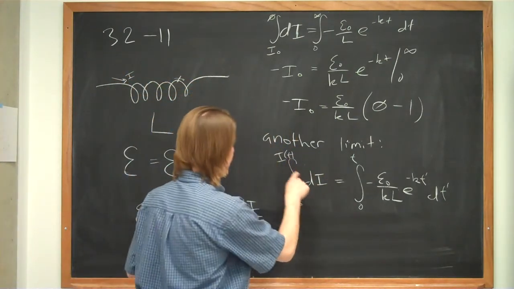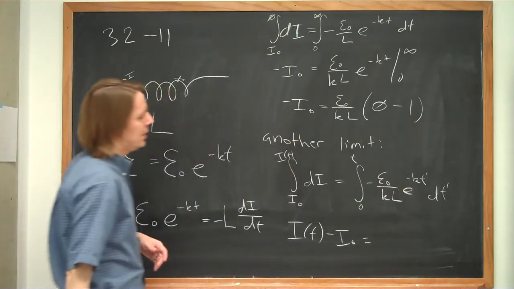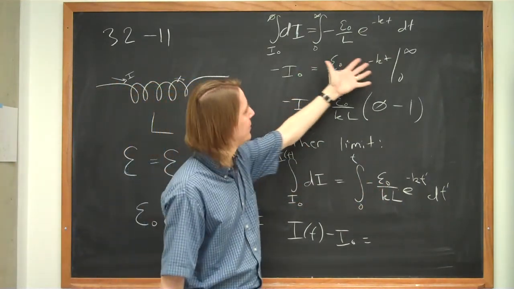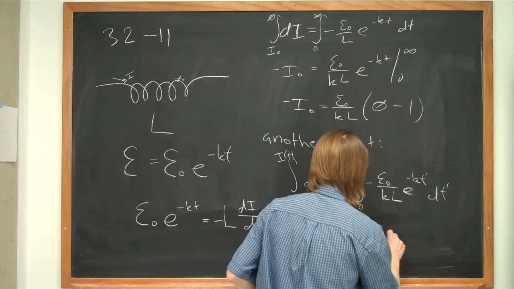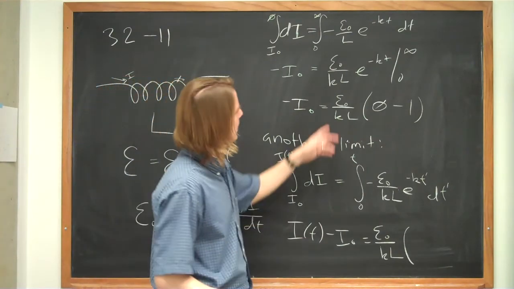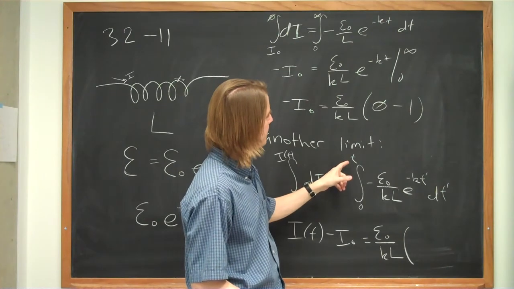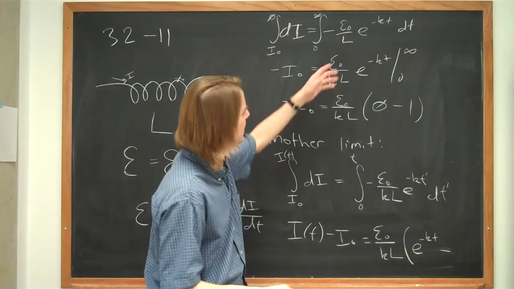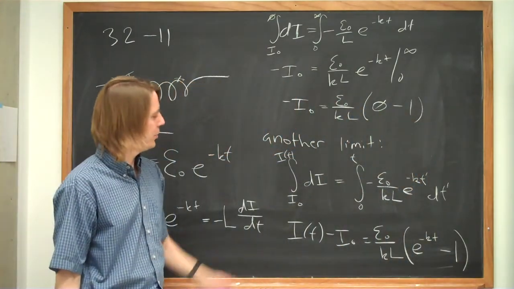This becomes I as a function of time minus I naught equals this. We already evaluated it here. It's basically this same thing with these limits. So it becomes E naught over kL times e to the minus kt, at the boundary t, minus e to the minus kt evaluated at 0, which is still 1. And now we're going to move this up top and keep going.